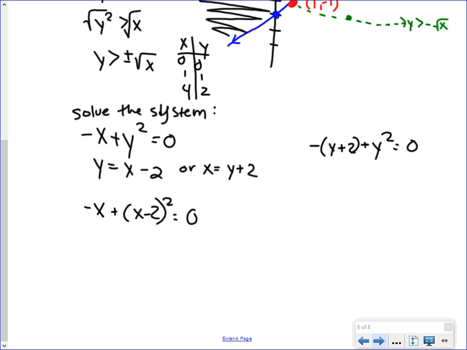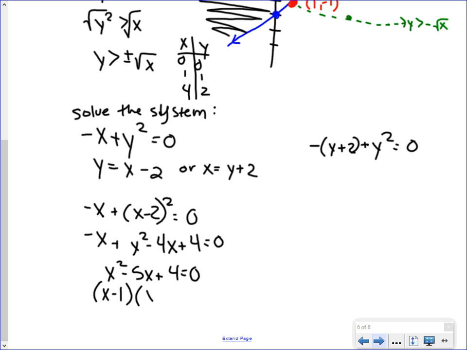And either way you do it, you're going to come up with something that is quadratic, right? This one will be negative x plus, and then I'd have to FOIL this out. x squared minus 4x plus 4 equals 0. So I'd get x squared minus 5x plus 4 equals 0. And that's x minus 1 and x minus 4. So I get my 1 and my 4.